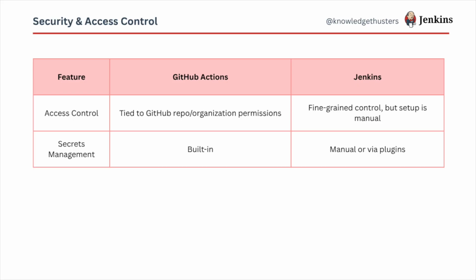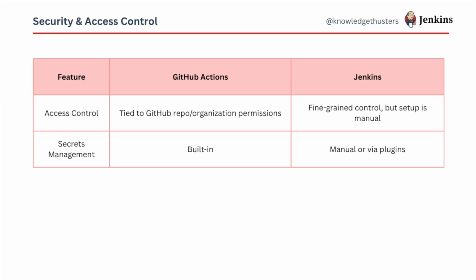Now let's discuss security wise. GitHub Actions uses the same permission system as GitHub. So if a user can push to a repo, they can trigger or modify the workflow also. If the user is an admin, they can manage workflows and secrets, but no extra setup is needed. Whereas Jenkins allows very detailed access control. You can allow specific users to run certain jobs, edit pipelines, or manage settings.